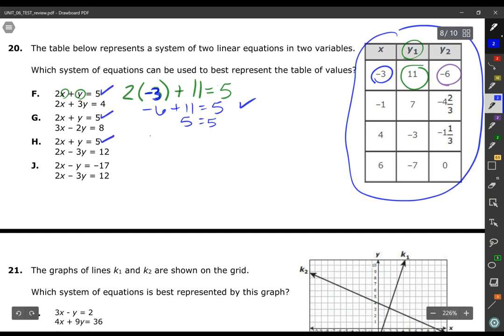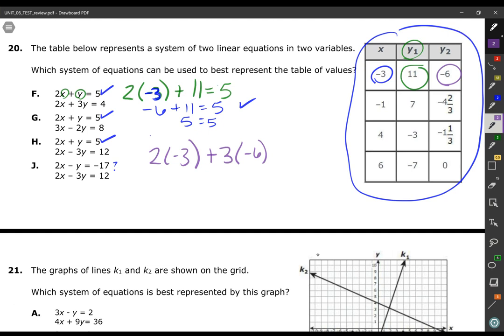This one is also, those are all three the exact same equation. This one is not the exact same equation, so I'm not sure if it would work or not with this. Okay, so now I'm going to use the second y column and still my x, and I'm going to now plug it into the second equation. So we've got 2 times negative 3 plus 3 times, don't use the 11, use the negative 6. This is where I made my mistake in the first video.